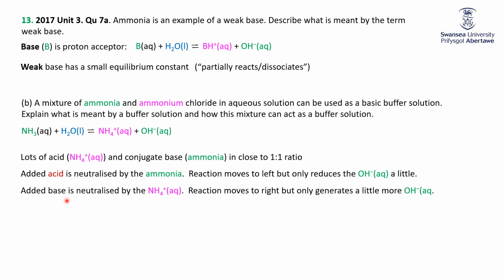Same idea if we add a strong base. Strong base gets neutralized by an acid. We've got NH4+. We remove some of that NH4+, we get rid of all the added OH-. Now the equilibrium will re-establish, moving a little bit to the right, generating a teeny little bit of OH-, but not nearly as much as was added in the first place. So because you have in a buffer solution an acid and a base, if you add base or acid to it, the components of the buffer solution will react with the added base or acid to reduce the effect on the pH.